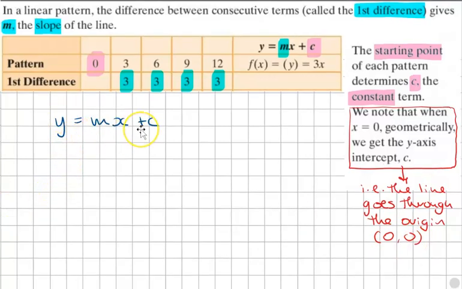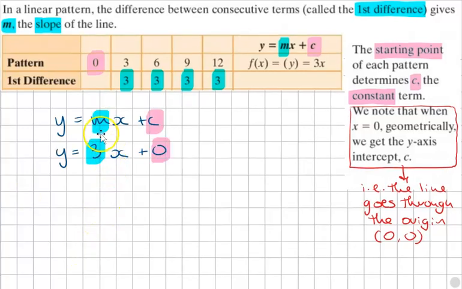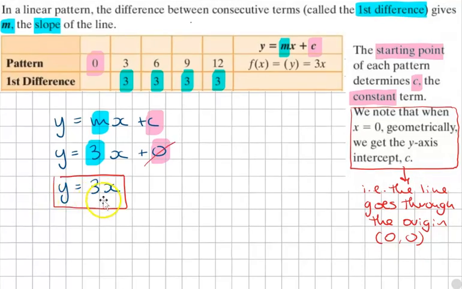So we have y = mx + c. This is the equation of a straight line. We replace the m with 3 because that was the common difference. We replace the c with 0 because that was the first term in our pattern. And it simplifies to y = 3x. We just get rid of the 0. So that's why we call this pattern f(x) = y = 3x.